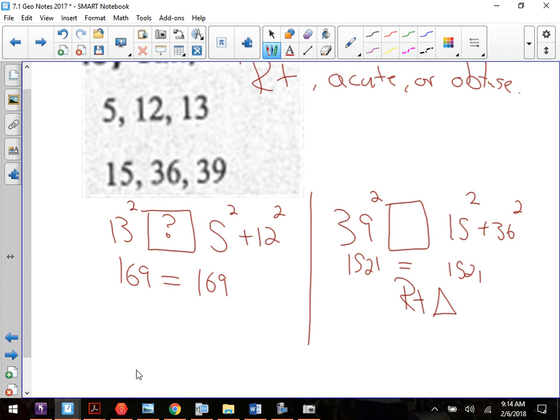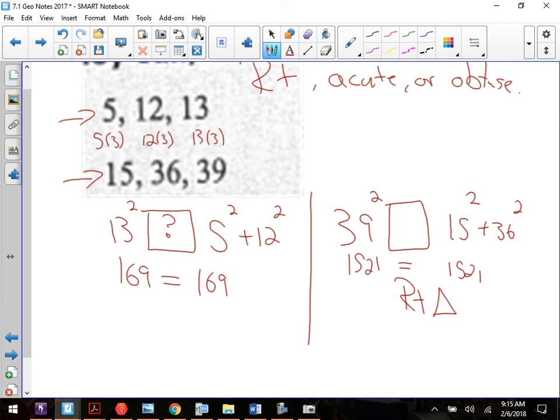Anybody notice the relationship between 5, 12, 13, 15, 36, 39? Look at the numbers. I'll do this by 3, but look at the relationship between 5 and 13, 12 and 36. There's a scale factor there, isn't there? 15, 36, 39 is 3 times the side lengths of those. So we knew that this one formed a right triangle, so if you did 5 times 3, 12 times 3, 13 times 3, you still get a right triangle.